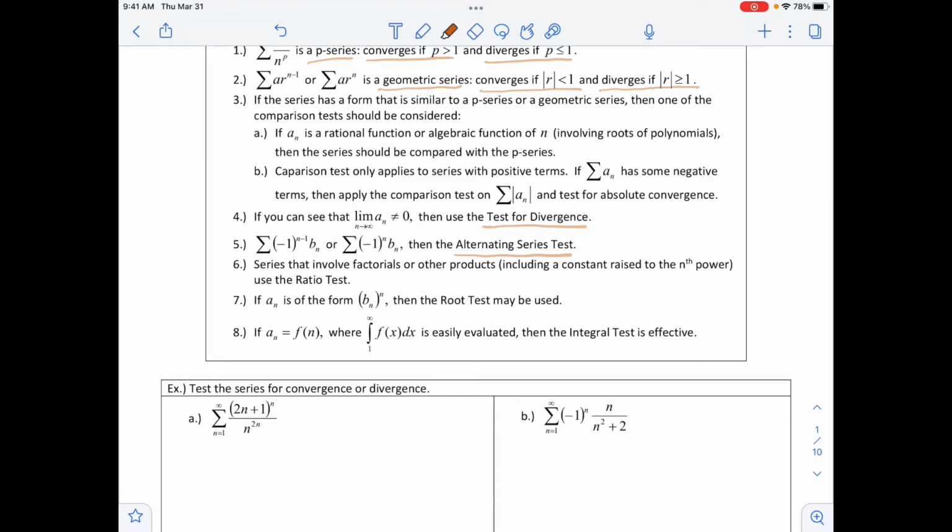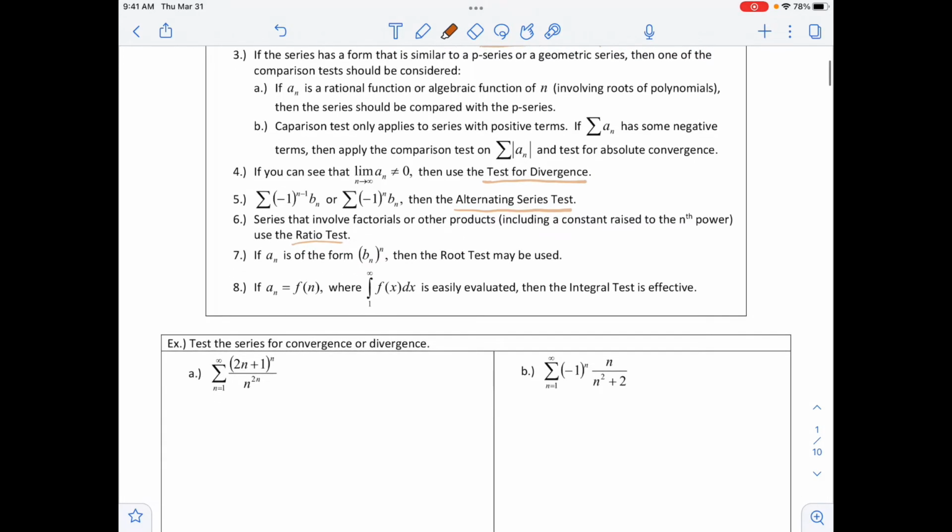6 says the series that involves factorials or other products including constants raised to the nth power, use the ratio test. And if a sub n is of the form of b sub n to the nth power, then use the root test since it's raised to that nth root. And the last one says if a sub n equals f of n, where the integral from 1 to infinity of f of x dx is easily evaluated, then the integral test is effective.